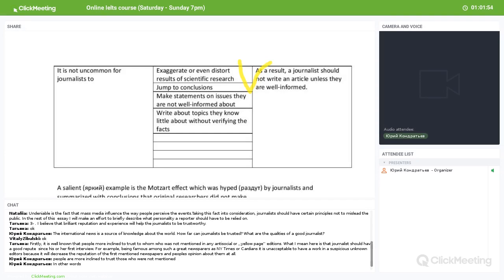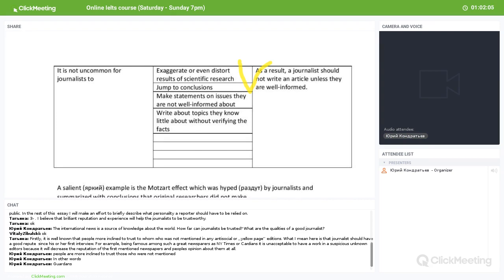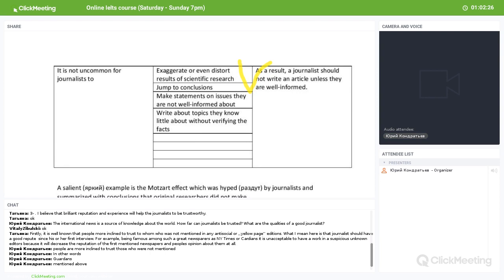Okay, for example, being famous among such great newspapers as the New York Times or, I think it's the Guardian, not Guardians. It is unacceptable to work for suspicious unknown editors because it will decrease the reputation of the first mentioned newspapers and people's opinion about them at all. Okay, not "first mentioned," but "above mentioned." You can say "mentioned above" or "aforementioned."